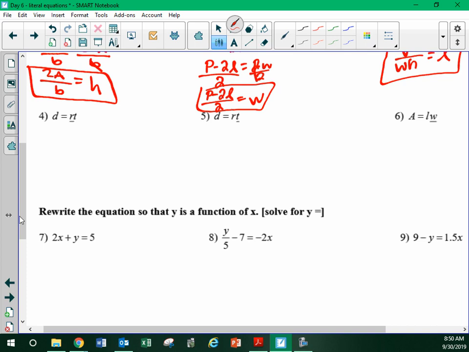So number 4, we're trying to get R by itself. This is distance equals rate times time. So for example, if you're driving in the car at 55 miles per hour, that is your rate, and let's say you're driving for 30 minutes, that would be your time. You can multiply those together to find out the distance that you've gone. So that's what that equation is. And so we want to get R by itself, so we're going to leave R alone. I have R times T, what's the opposite of multiplying? Dividing, so I'm going to divide by T on both sides. And then distance divided by time equals.